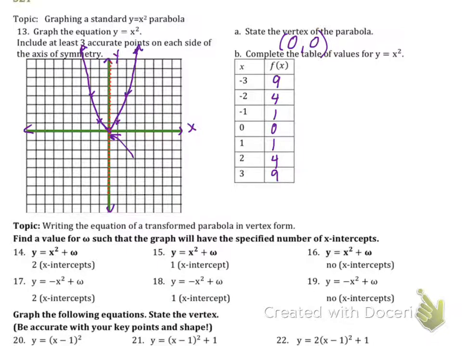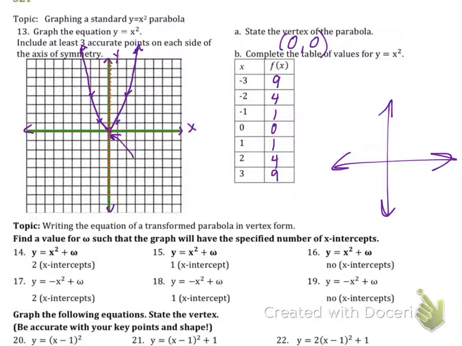The next portion, writing the equation of a transformed parabola in vertex form. So find the value for W so that it will have the specified number of x-intercepts. So what we're talking about here is we want to try to have the graph cross the x-axis a certain amount of times.